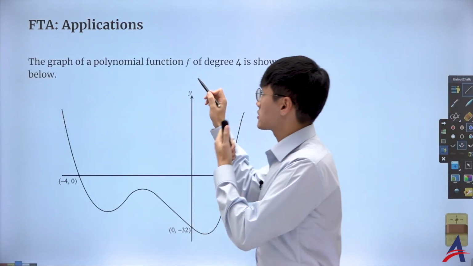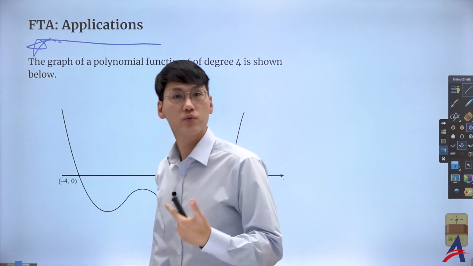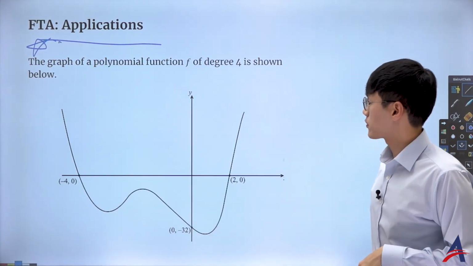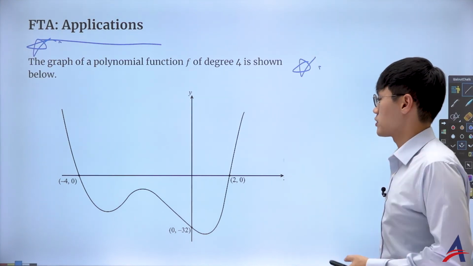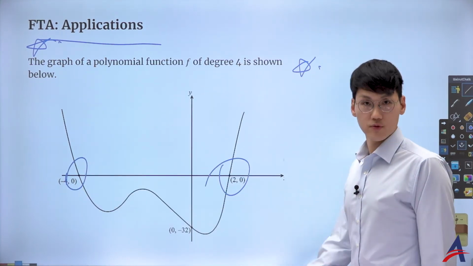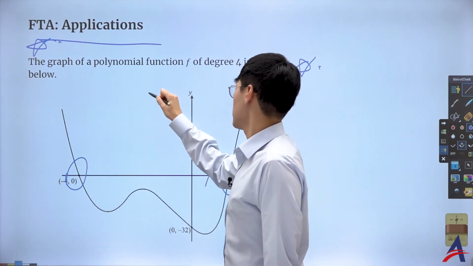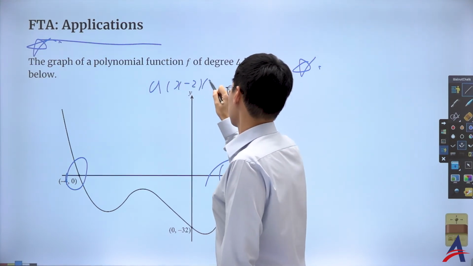Another application for the complex number is to work with the polynomial, which is called the fundamental theorem of algebra. So let's have a look. If I'm looking for the degree 4 polynomial, you realize I only have 2 real roots. So I'm going to let this be the leading coefficient A, and then x minus 2, x plus 4, right?